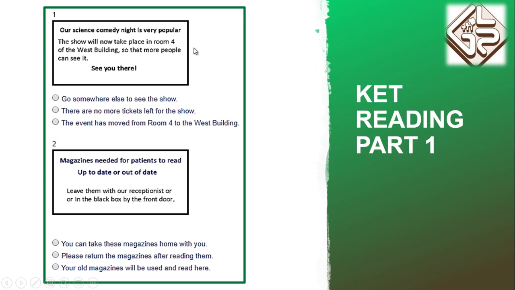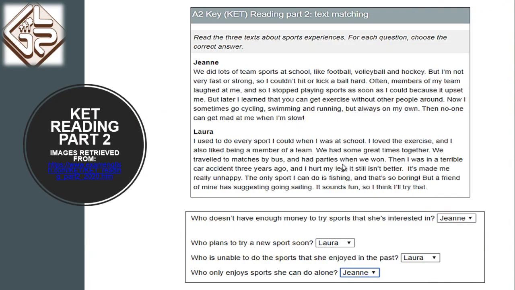So guys, this is pretty much what the reading part 1 looks like. You are given different kinds of messages, let's say advertisements, for you to interpret and infer what the purpose of the message is. Okay, let's move on to the next part. This is the CAT reading part 2.